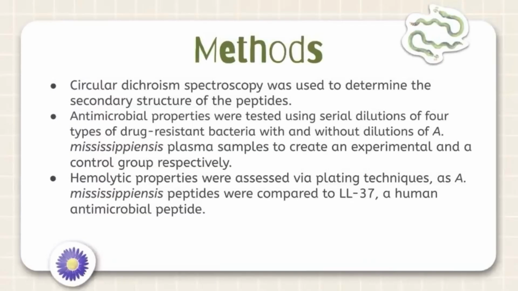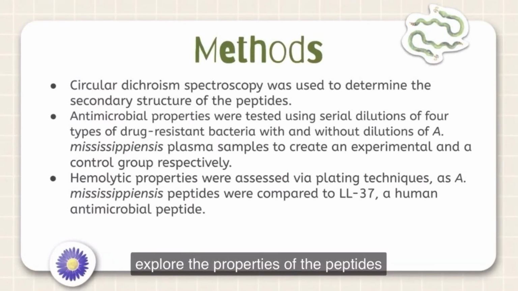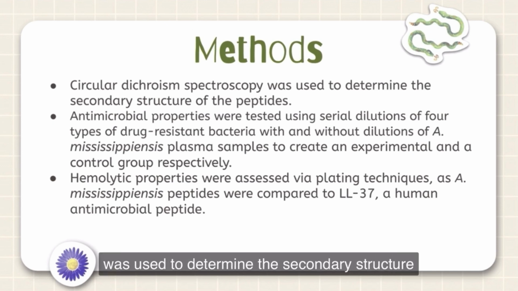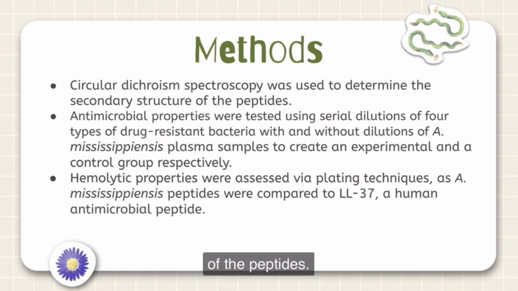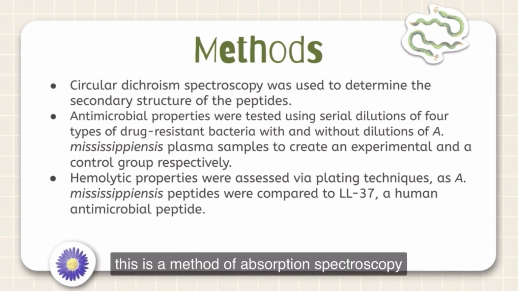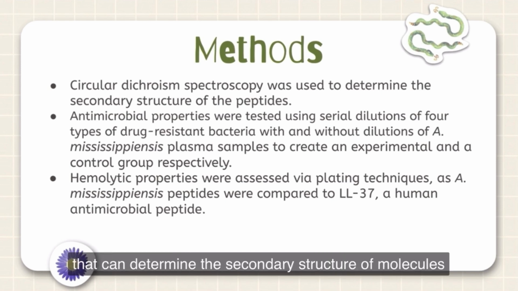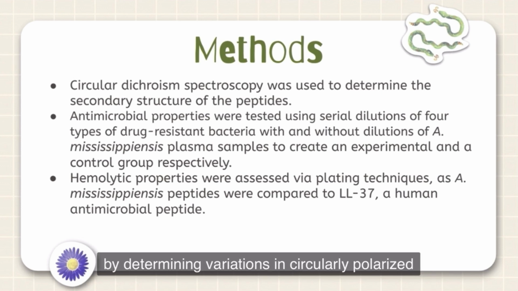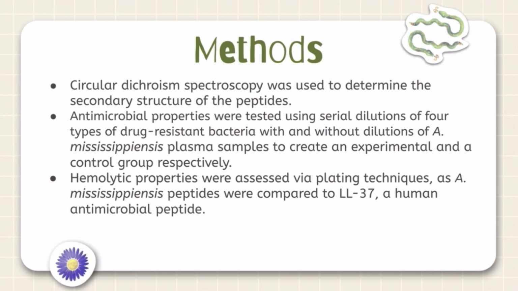A few different methods were used to explore the properties of the peptides in the plasma of these alligators. Circular dichroism spectroscopy was used to determine the secondary structure of the peptides. This is a method of absorption spectroscopy that can determine the secondary structure of molecules by determining variations in circularly polarized light produced by the molecule spectra.